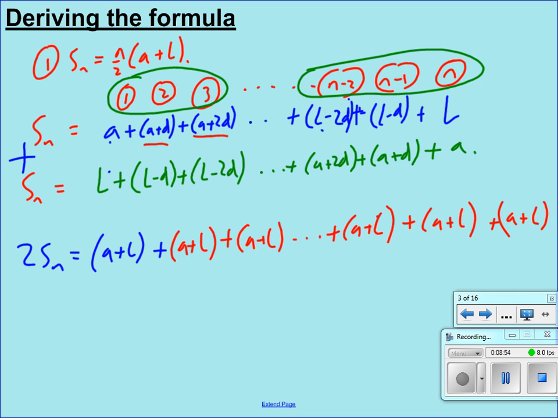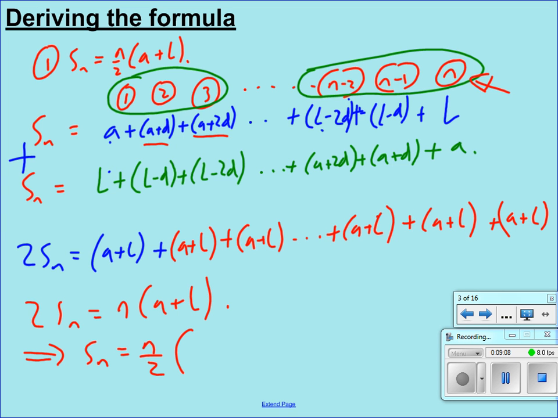How many lots of A plus L do I have? Well, I've got n lots of A plus L, which means that to get Sn by itself, I have Sn equals n over 2 times A plus L. Okay? That's how we prove that formula. And you could be asked to do that in the exam.